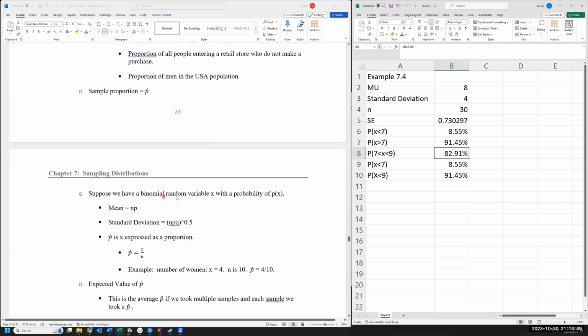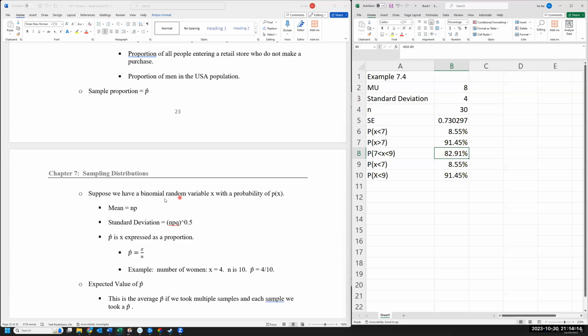Suppose we have a binary random variable x with a probability of P of x. The mean is equal to n times P, and the standard deviation is the square root of n times P times Q. What is Q? That is 1 minus P.